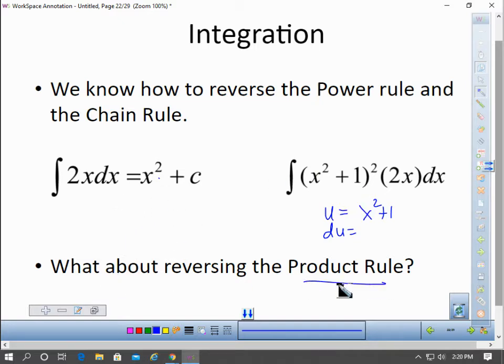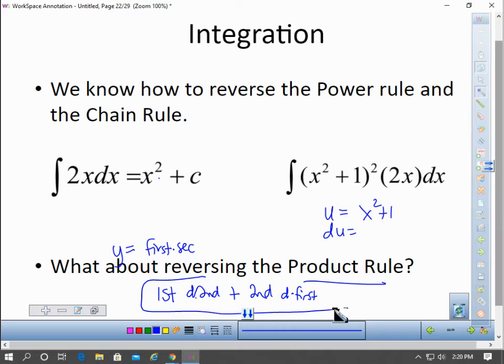But what about reversing product rule? All right, remember product rule is first d second plus second d first. So if you have y equals a first function times a second function, when you take its derivative, you do first function times the derivative of the second, plus the second function times the derivative of the first. Product rule. Do we know how to reverse the product rule? We don't yet, but we will after today.